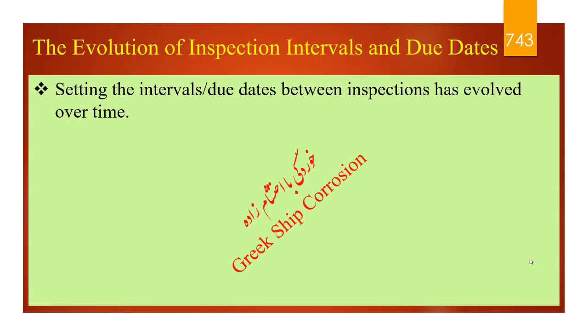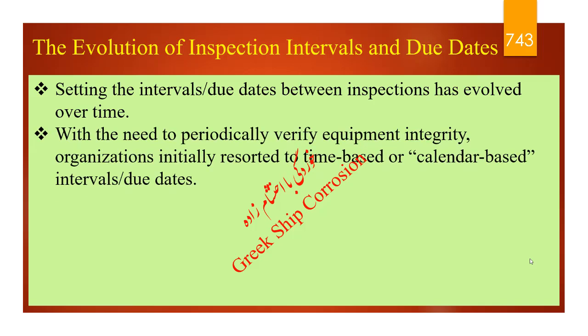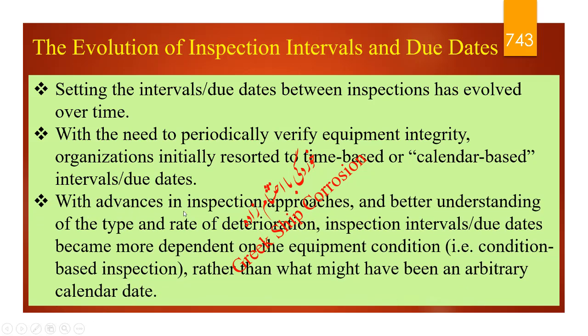Setting the intervals or due dates between inspections has evolved over time. With the need to periodically verify equipment integrity, organizations initially resorted to time-based or calendar-based intervals or due dates. With advances in inspection approaches and better understanding of the type and rate of deterioration, inspection intervals or due dates became more dependent on the equipment condition, that is, condition-based inspection, rather than what might have been an arbitrary calendar date.